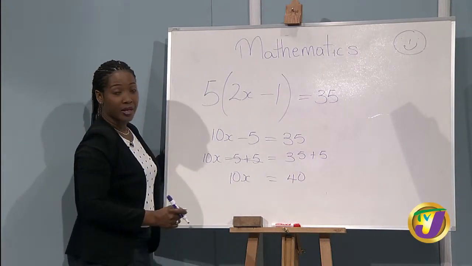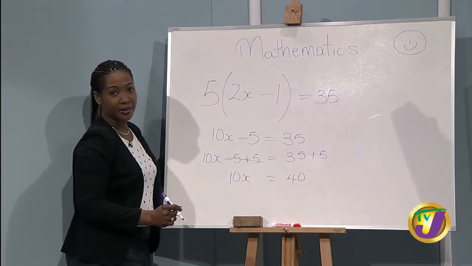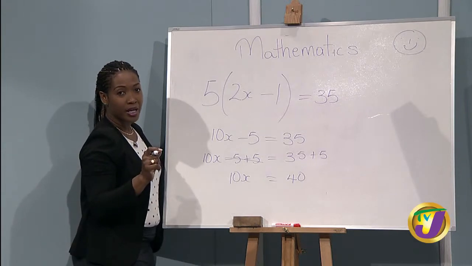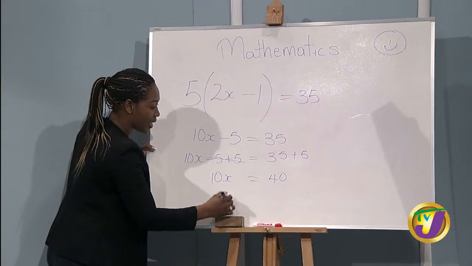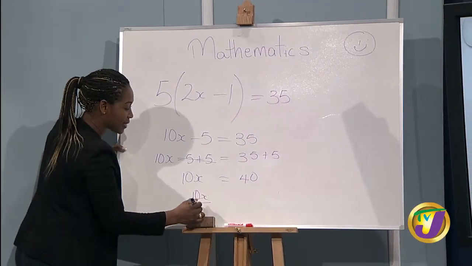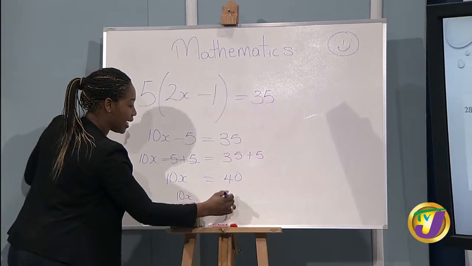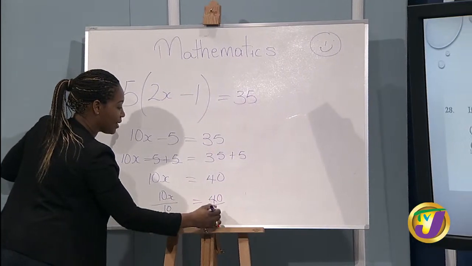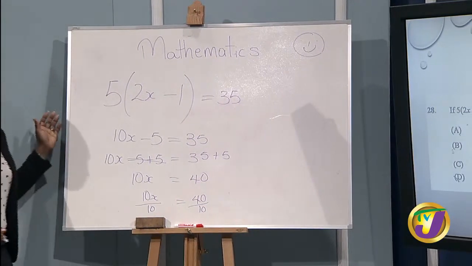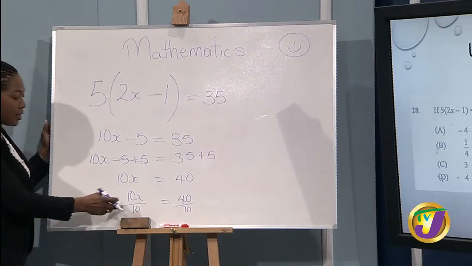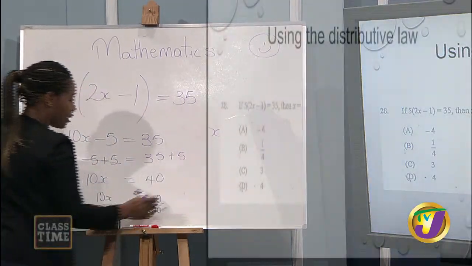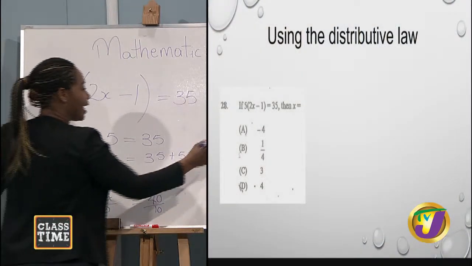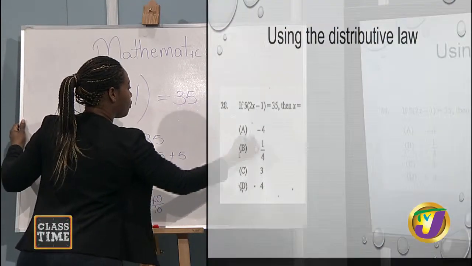What is happening to the variable here? It's been multiplied by 10. What is the opposite of multiplication? Division. So let's undo that multiplication by dividing 10x by 10. I said it already, but I'll say it again. You must carry out the same operation on both sides of your equation. 10 divided into 10x gives me x. 40 divided by 10 gives me 4.